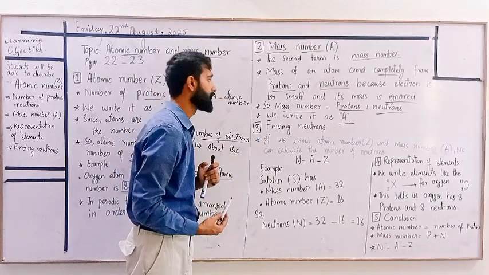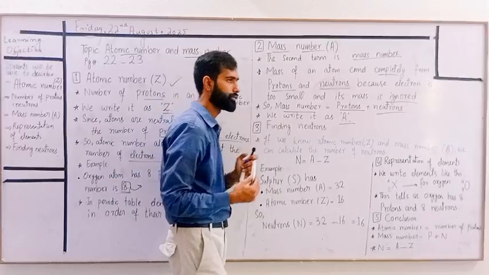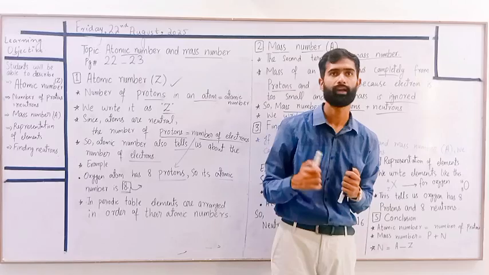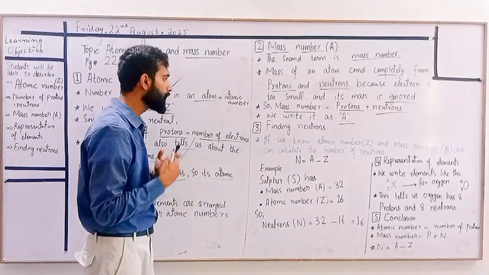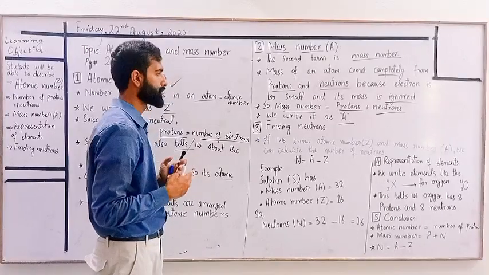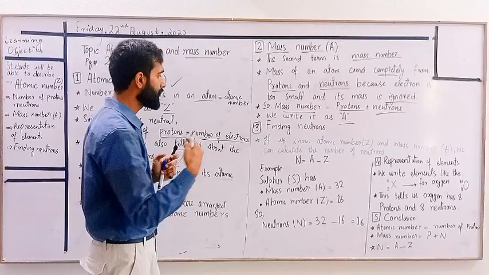The next one is finding neutrons. We know about neutrons. What are neutrons? They are highly penetrating particles in an atom. So if we want to know the number of neutrons in an atom, what will we do?